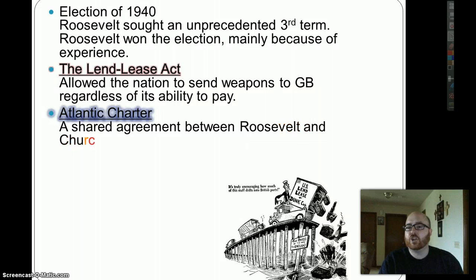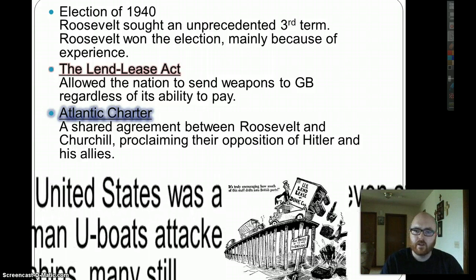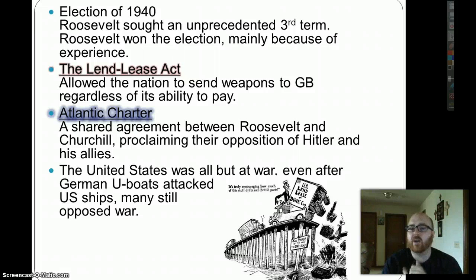Then the Atlantic Charter. It basically says that Roosevelt and Churchill both agree that they don't like Hitler, and they're going to do whatever it takes to take care of Hitler. It's the first time we're saying, okay, we do not like Hitler, we don't like his actions, and we're going to help defeat him. And so the United States was all but at war. Even when Germany attacked U.S. ships, many still said we can't get into war, we need to stay in our little shell, isolated.